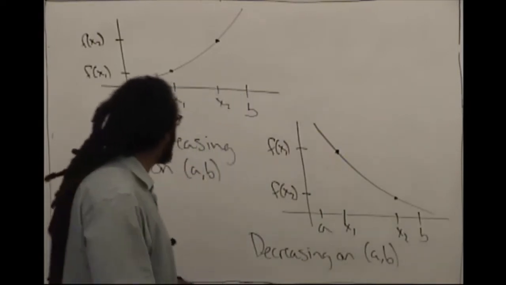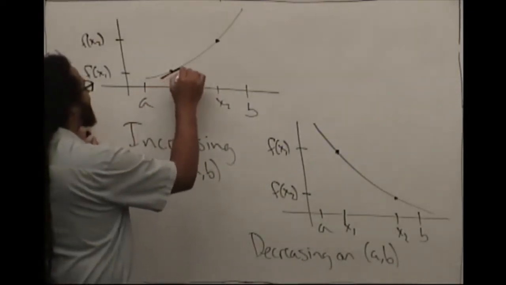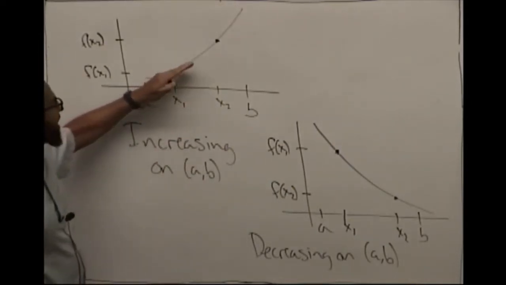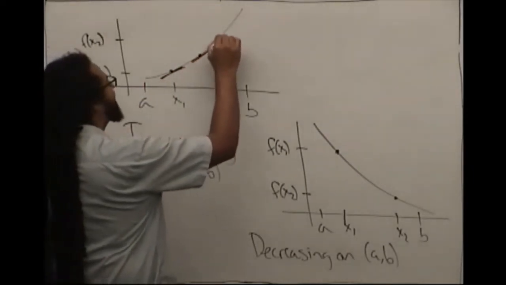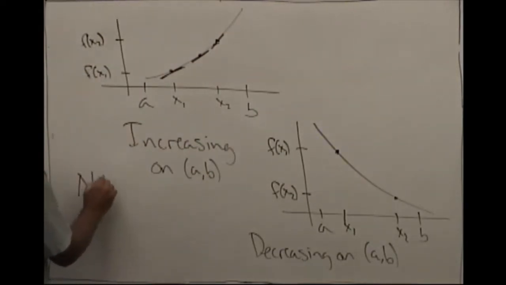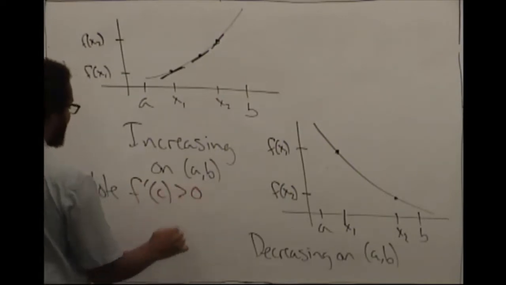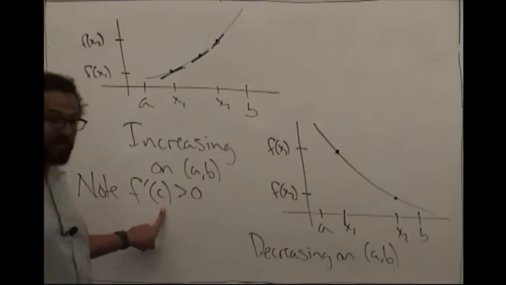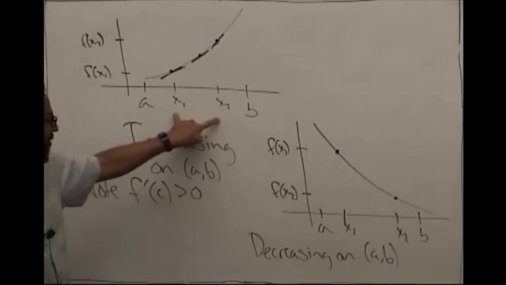So the question is, how do we determine when a function is increasing and when a function is decreasing? Well, if you look here at any point in the interval, what can you say about the slope of the tangent line? It's going to have positive slope, right? Any tangent line that I draw is going to have a positive slope. So f prime of c is bigger than 0. The derivative is positive. The slope is positive at any point c that I choose in the open interval from a to b.